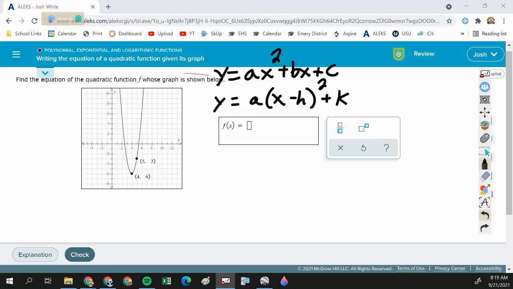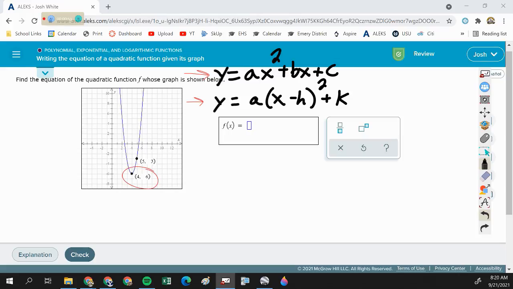And this version makes it easy to find the roots. So if you have the roots, it's pretty easy to create that equation. And then this equation makes it easy to find the vertex and graph. So if you have the vertex, you'll want to use that equation, which is what we have.